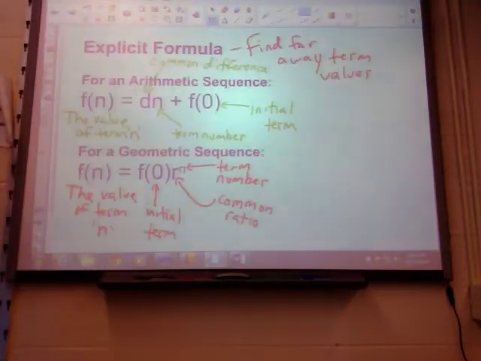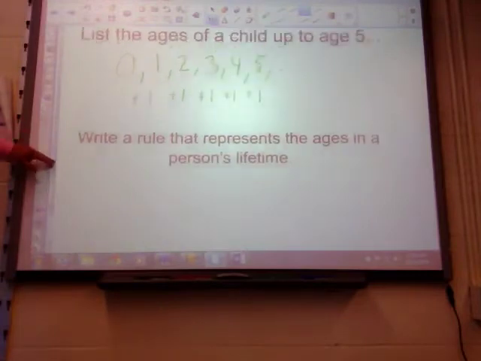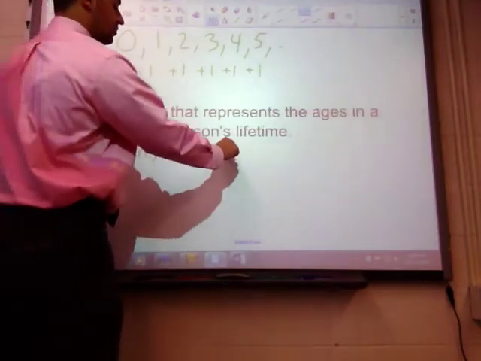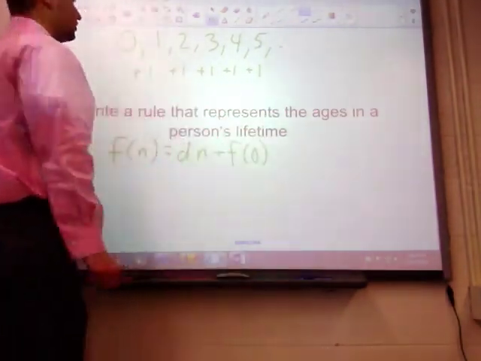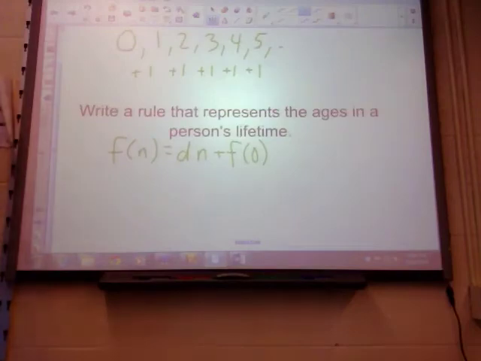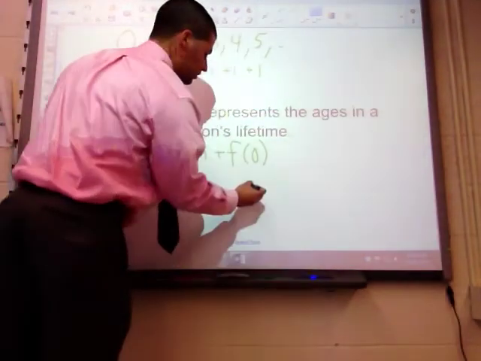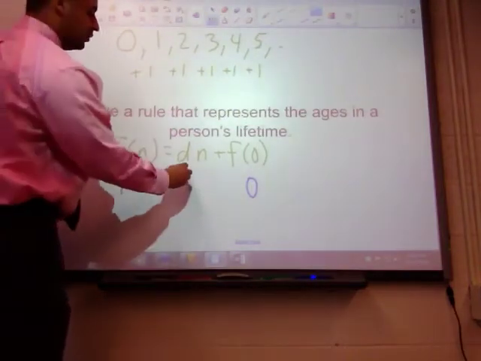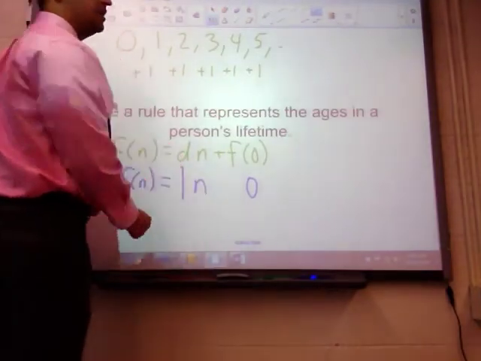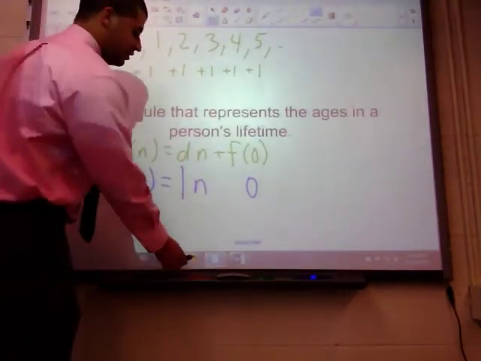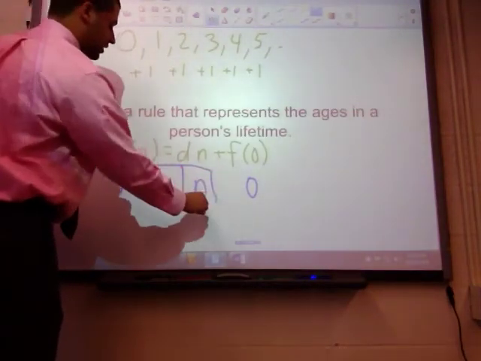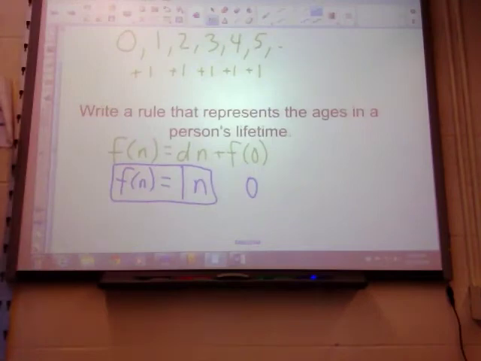So let's say, in our last formula, we have f of n equals d times n plus f of 0. Our 0th term in this one is 0, right? You start at 0 years old. Our common difference is clearly 1. We don't know what n is. n could be any number that we want to find. So this is what our equation is going to look like. It's going to be f of n equals 1n plus 0, but it's really just f of n equals 1n, because 0, your initial value, does not have to be added on. It's the additive identity.